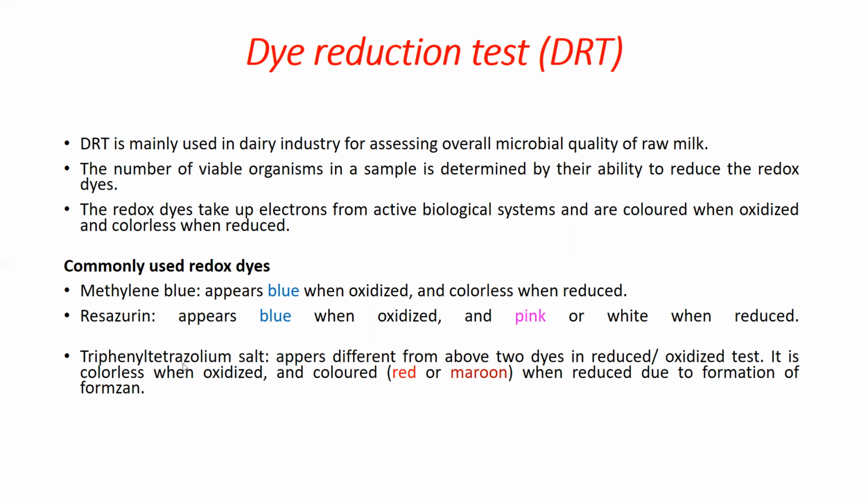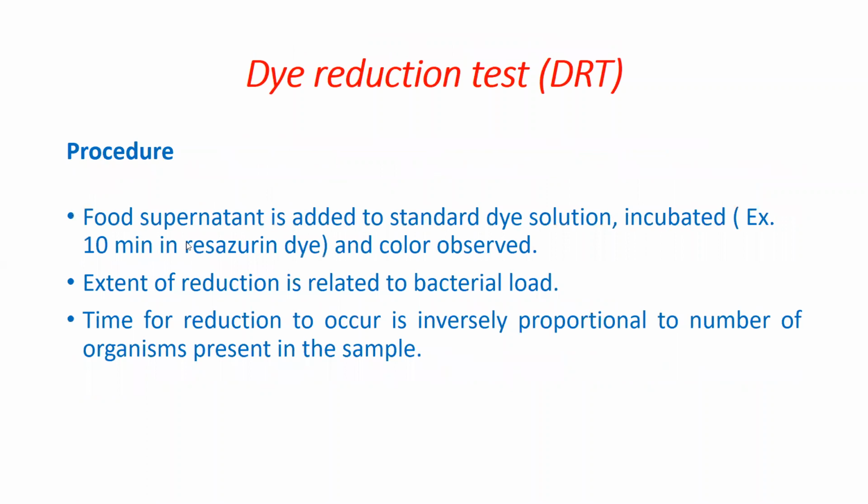Then triphenyl tetrazolium salt is different from the above 2 dyes. In reduced and oxidized states, it is colorless when oxidized and colored red or maroon when reduced due to the formation of formazan. So basically here we are using the redox dye. So with this redox dye, what will microbes do? Basically they reduce the dye, so there will be color formation. So this is the procedure.